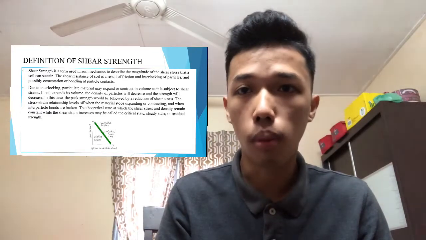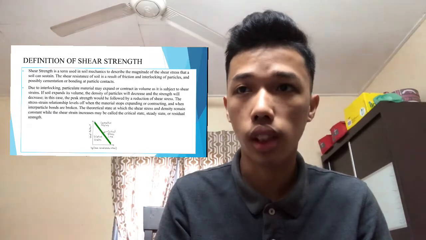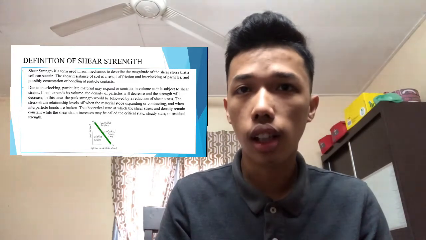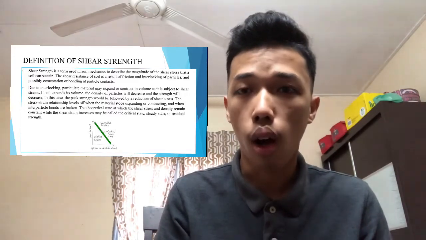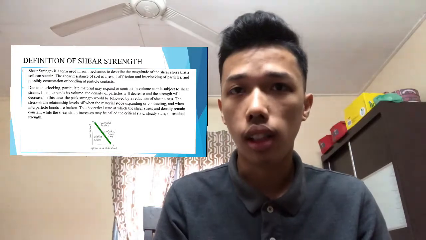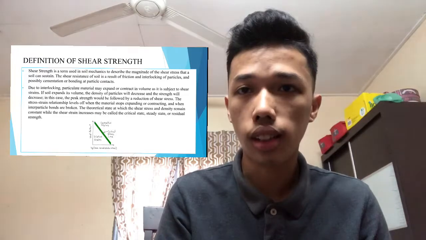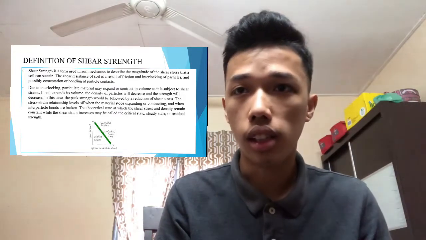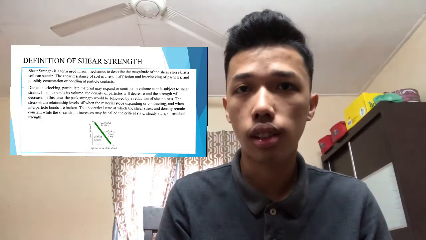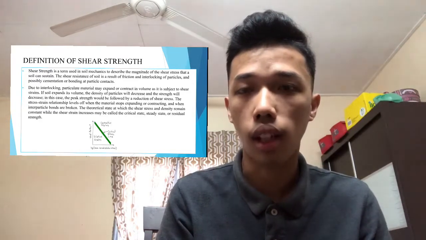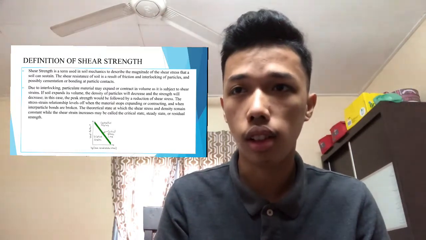The peak strength would be followed by a reduction of shear stress. The shear stress-strain relationship levels off when the material stops expanding or contracting and when its particle bonds are broken. The theoretical state at which the shear stress and density remain constant while the shear strain increases may be called the critical state, steady state, or residual strength.